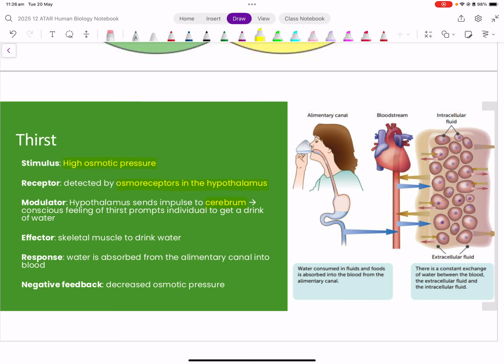Now, the modulator here is going to be the cerebrum. That's why I've only highlighted that portion there. And what your cerebrum does is it tells you you are thirsty, and your effector is your skeletal muscles. You walk to go and get a drink, or you raise that glass up to your mouth to have a drink of water. Okay? What ends up happening, water travels through your alimentary canal where it's absorbed back into the blood, and this decreases the osmotic pressure or increases the concentration of water.